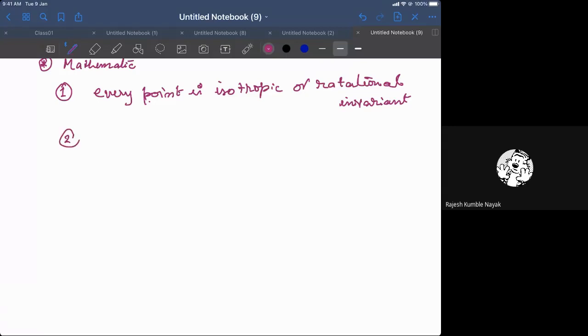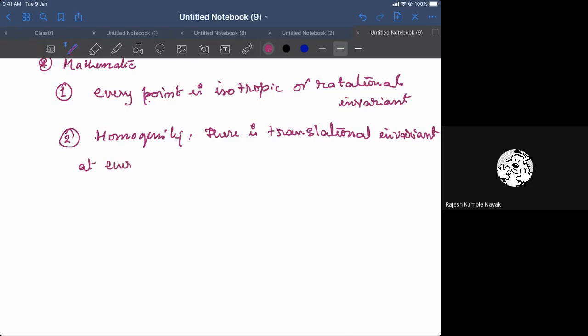The second condition says that every point is the same, meaning you should be able to move from one place to another place and not be able to figure out the difference. That mathematically is called homogeneity, which means translational invariance at every point and in every direction.